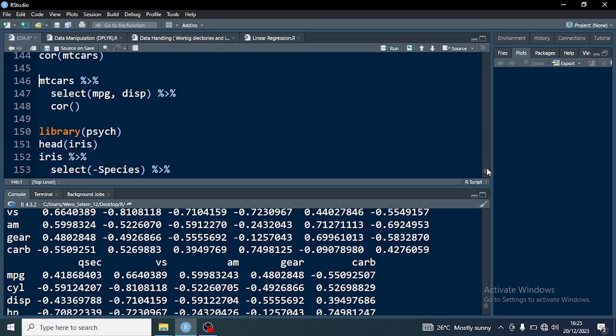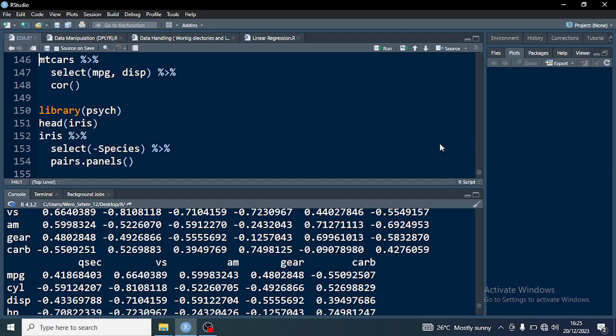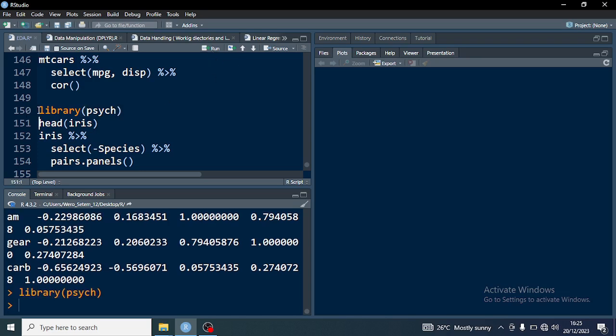There's a package called psych here, PSYCH, and this one allows you to perform the correlation of a data frame, and it is accompanied by a beautiful visualization or beautiful graphs. See that I'm loading this library called psych. If you don't have it, you first of all have to install the package using install.packages.